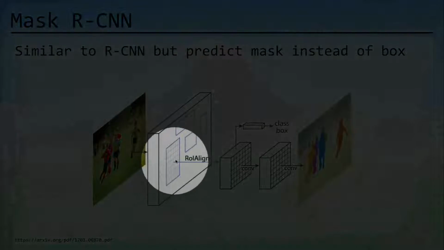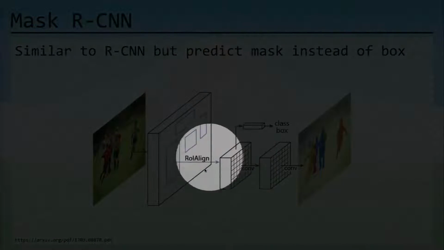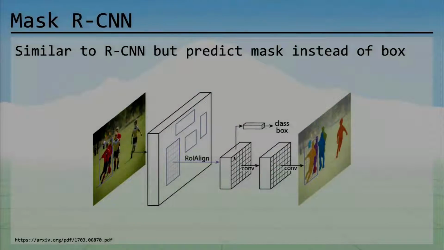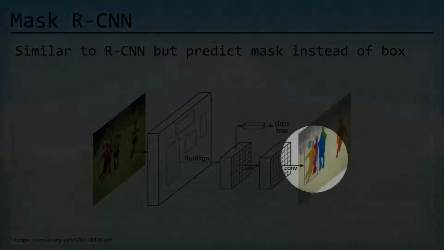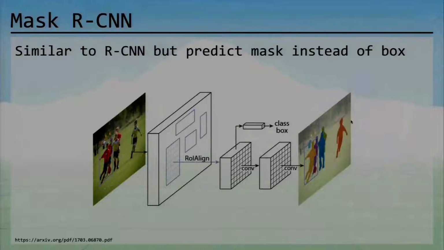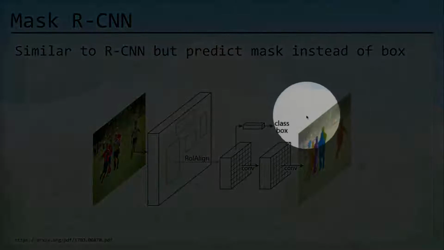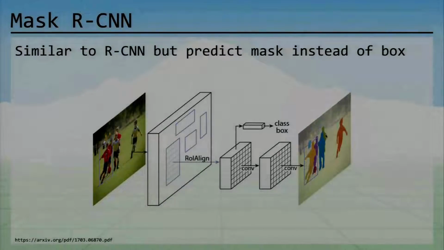So we take some region of interest in our feature map. We produce some fixed size map. And then we're going to run this through some convolutional layers and basically produce a segmentation mask for that particular region in the image. And we're also going to have some sort of classification that gets predicted as well. We want to predict basically, is this a person or a dog or a cat or whatever.